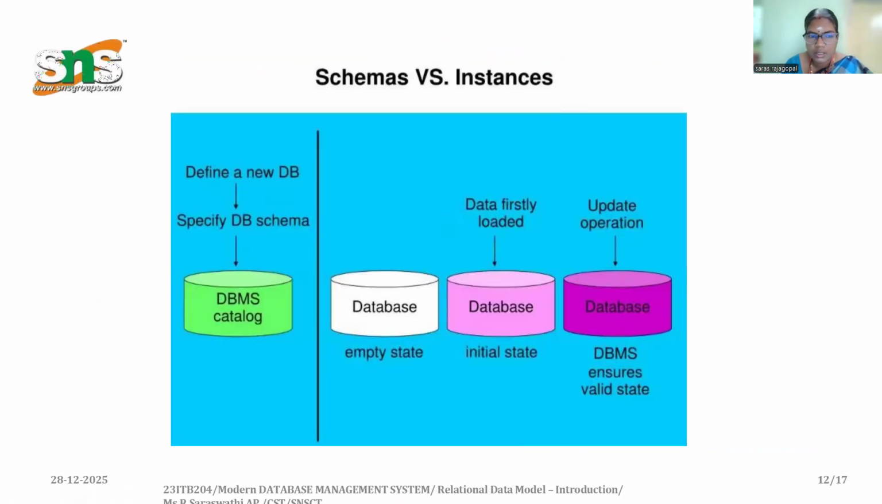Schema versus instances. When we define a new database, we specify the database schema in the DBMS catalog. The database goes from the initial empty state to an initial state. First we have to load the data. After that, whenever any update is there, we have to update the data to ensure data integrity and consistency. It is a valid state after the update operations. The database state can be changed from the initial state to an updated state.